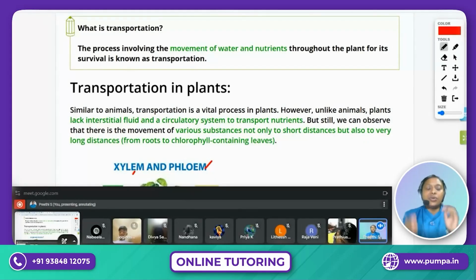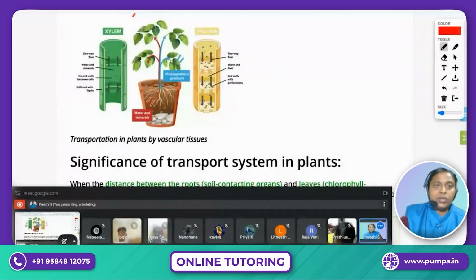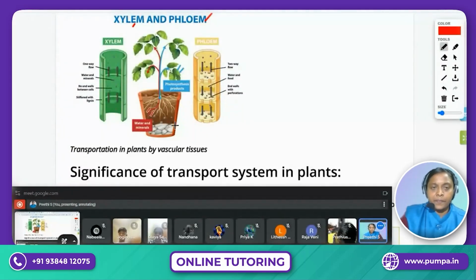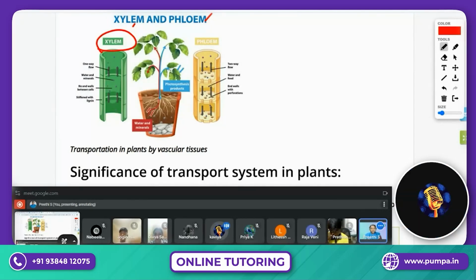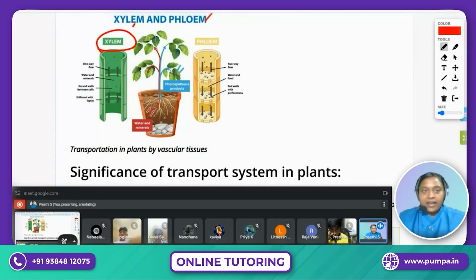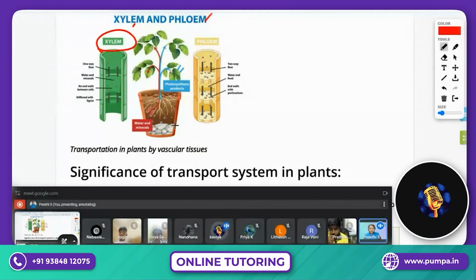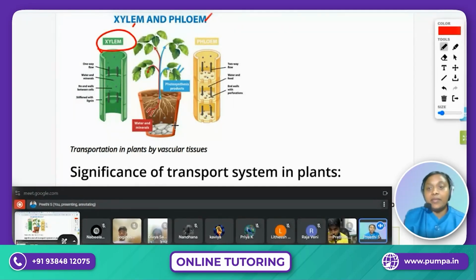For transportation, xylem and phloem are very helpful. Clear? So look at this. What is the use of xylem, everyone? Xylem transports water through the plant. Does it transport the water alone, or does it also take some minerals and nutrients? Yes, very good, the minerals.